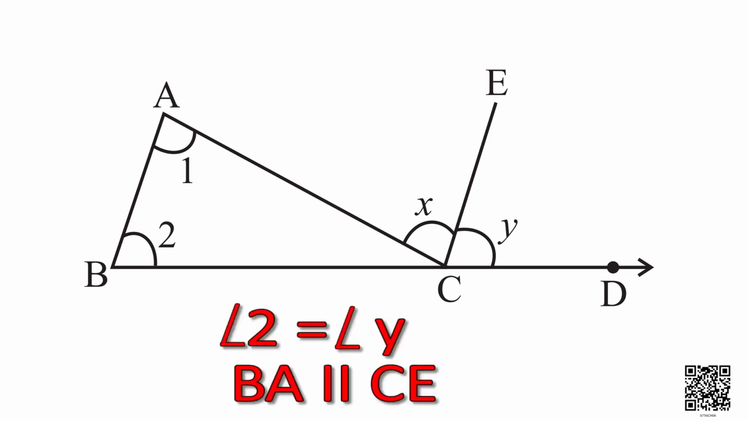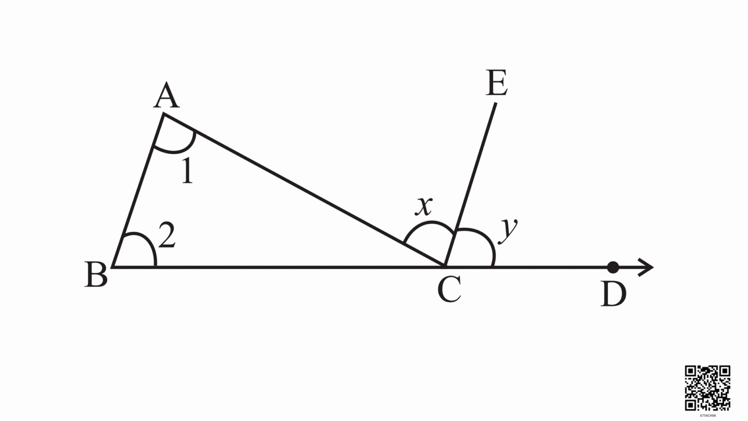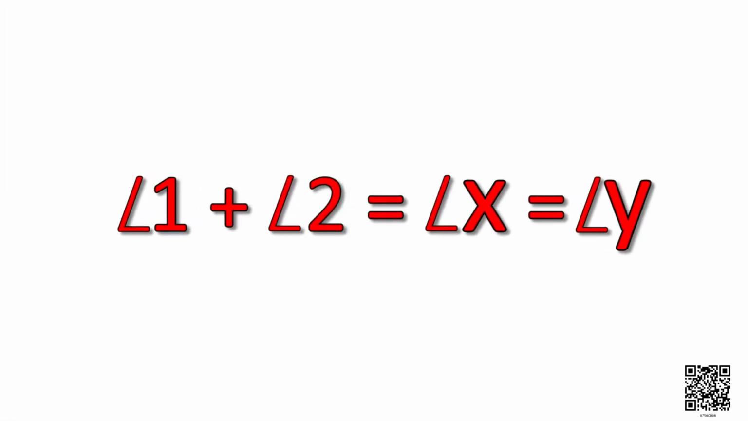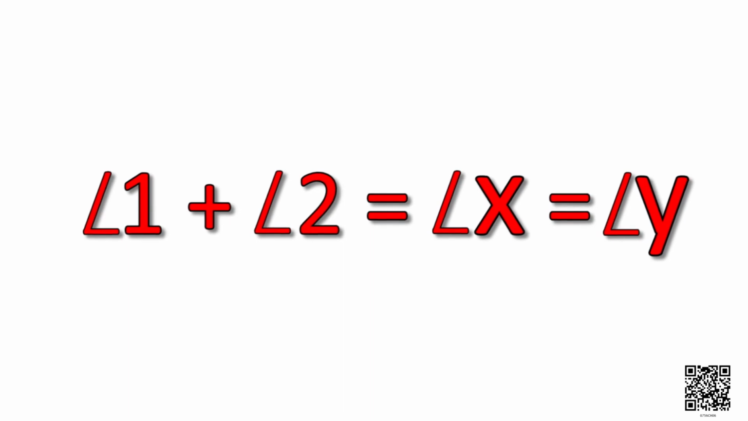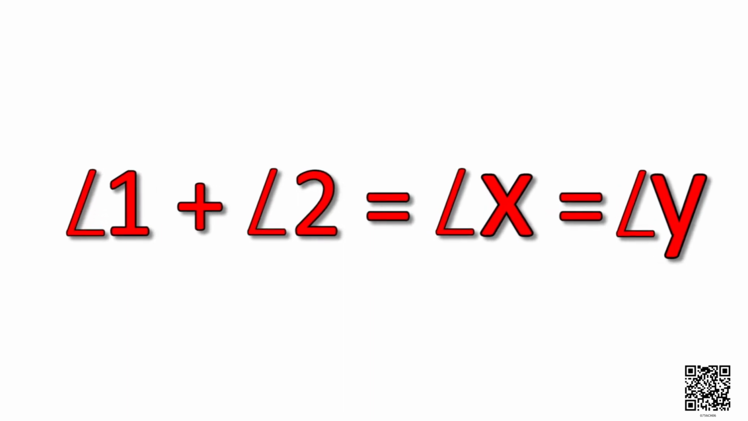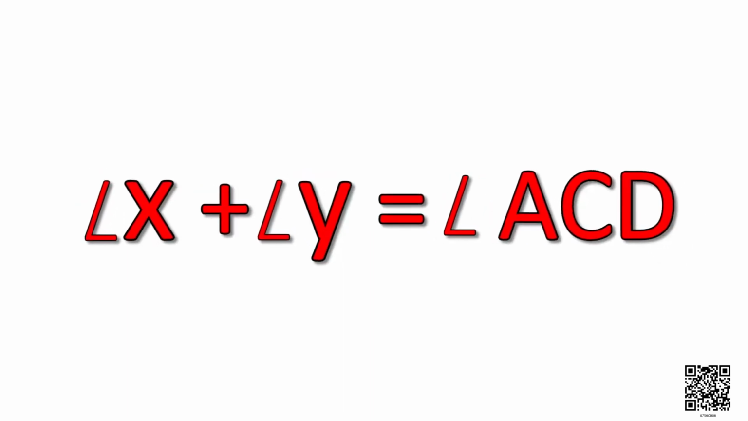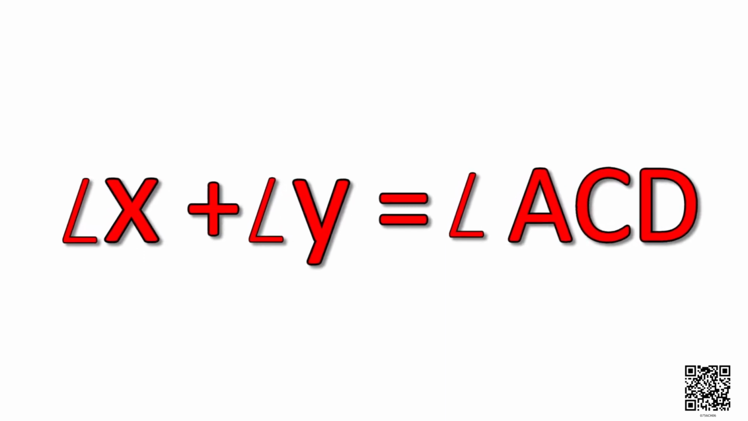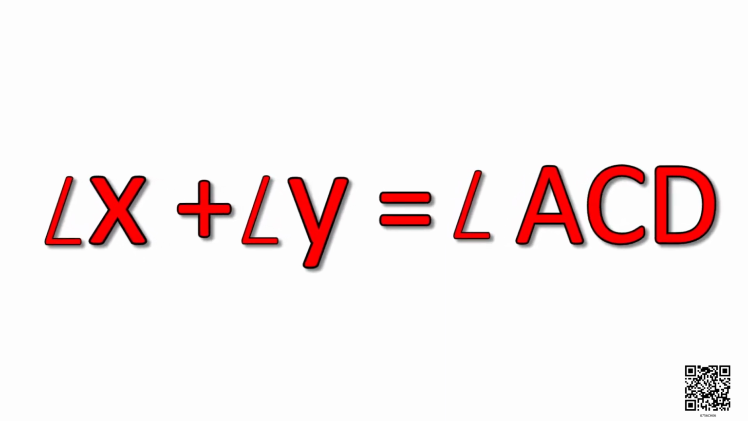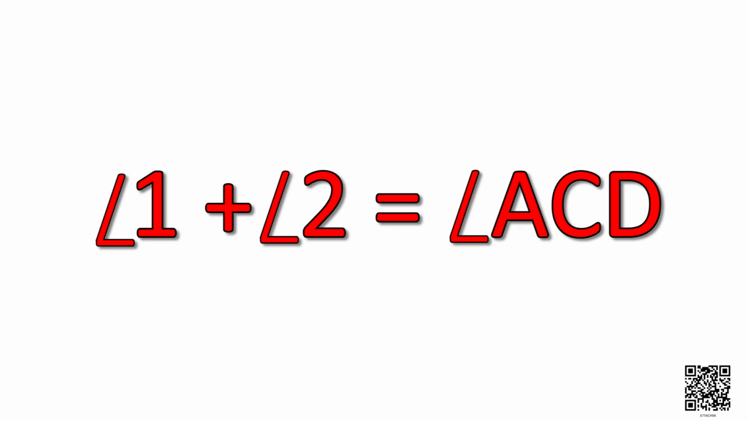Now, angle 2 is equal to angle Y because BA is parallel to CE and BD is a transversal line. Therefore, corresponding angles should be equal. We have learned these properties in chapter 5. Now we can say that angle 1 plus angle 2 is equal to angle X plus angle Y. Similarly, we can say that angle X plus Y is equal to angle ACD. Hence, angle 1 plus angle 2 is equal to angle ACD.